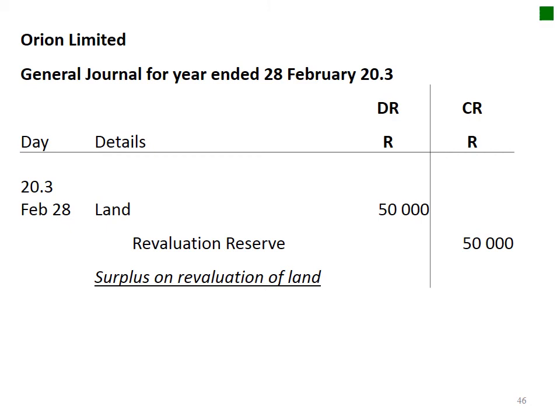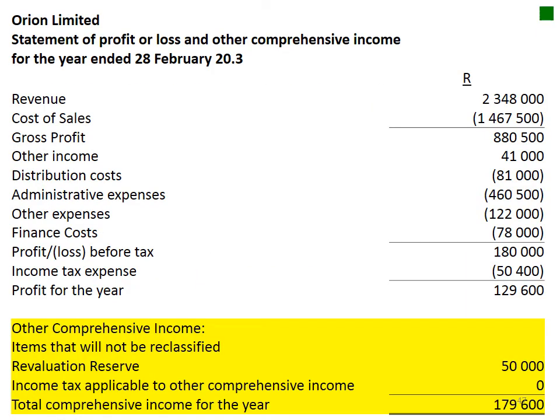At the bottom of the statement of profit and loss, we are now going to show the revaluation reserve that we created. So if you look at the statement of profit and loss, we're going to have a section here called Other Comprehensive Income. This is standard wording that you need to learn. We are not going to reclassify this item, so you have to say items that will not be reclassified, and we're going to write here revaluation reserve 50,000.